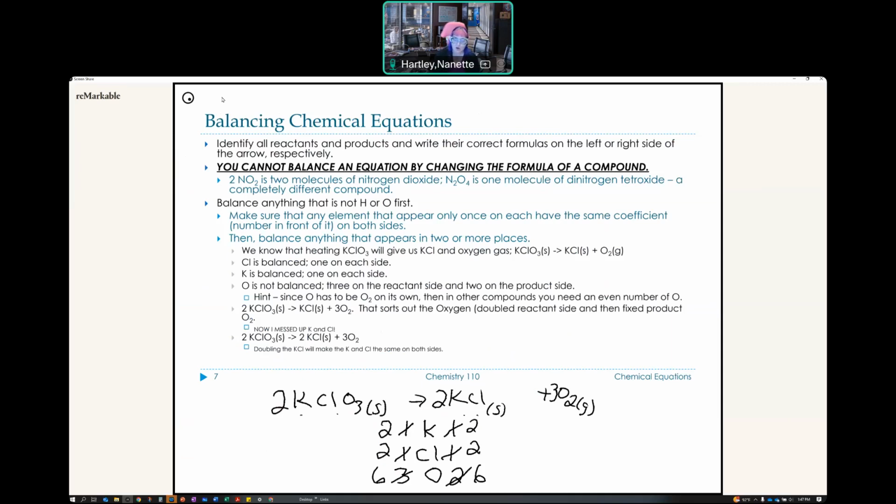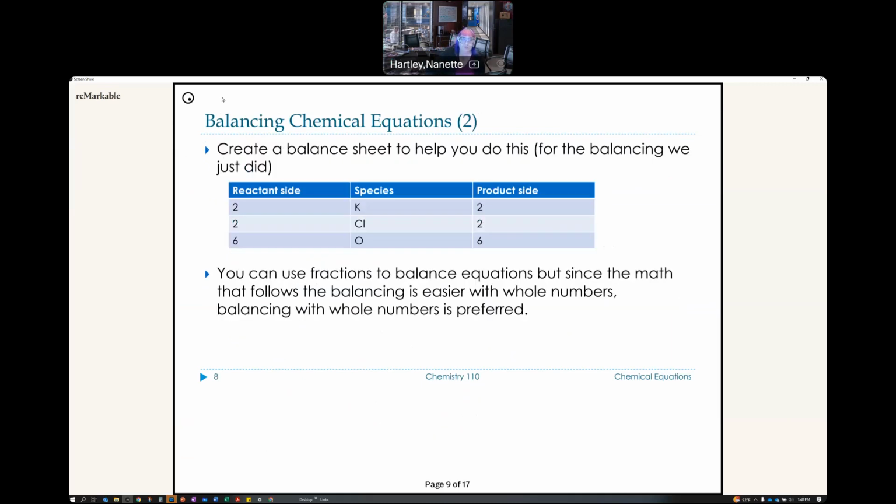We're always changing the number out in front, the coefficient, and not the subscript, which indicates how many I have in that formula. Because the number in that formula is determined by either the charge on those ions or the name that it's been given. Okay. So that's how we balance. Like I said, I can create a balance sheet to look at this.